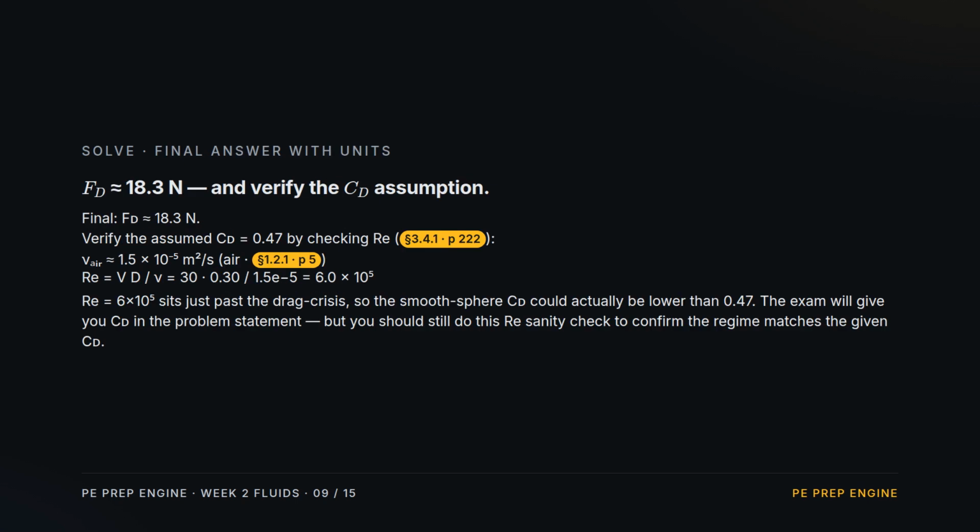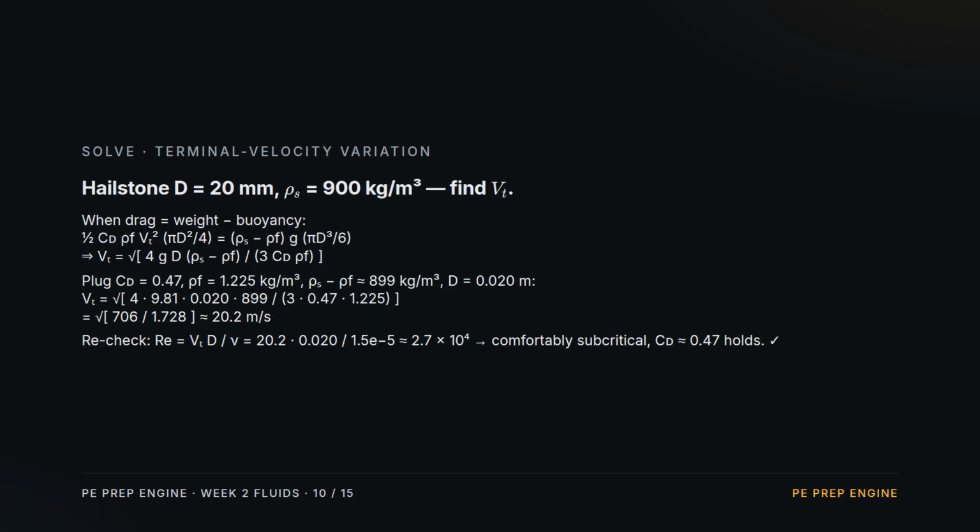Verify the C sub d assumption. Reynolds is Vd over nu, 6 times 10 to the 5th, just past the drag crisis. The exam usually gives C sub d, or pins Reynolds, in the flat subcritical plateau. Variation. Terminal velocity of a falling hailstone, 20 mm diameter, density 900, in air. Drag equals weight minus buoyancy. The closed form is the square root of 4gd times the density difference over 3 C sub d rho fluid, about 20.2. Reynolds checks at 2.7 times 10 to the 4th, comfortably subcritical. So C sub d, 0.47, holds.